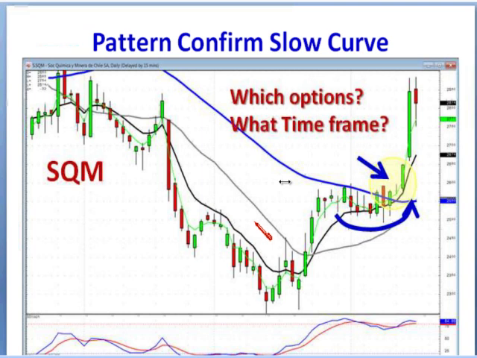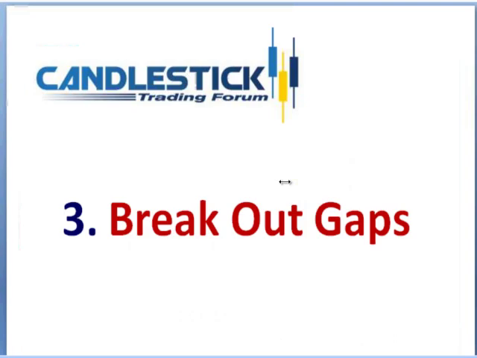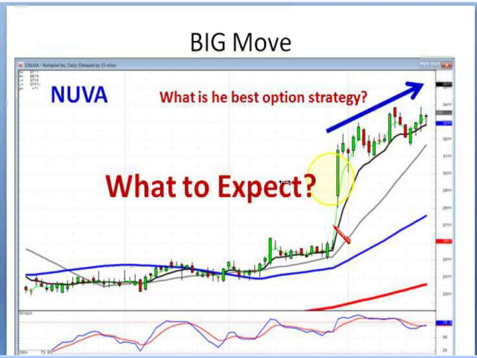Okay, let's see what else we got here. Okay, so the breakout gaps pretty much tell us there's a definite change of investor sentiment. And what do we expect after a big breakout? We expect that 45 degree. So now we can put in different strategies based upon expecting a 45 degree and how much time we want to allocate to that trade, whether it's a weekly or a monthly.